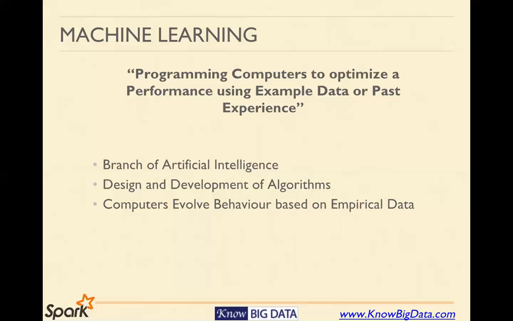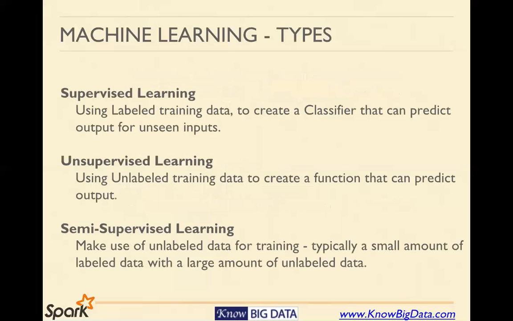Okay, so basically it's a branch of artificial intelligence for the design and development of algorithms where computers evolve behavior based on empirical data. Okay, there are three kinds of machine learning: supervised, unsupervised, and semi-supervised.